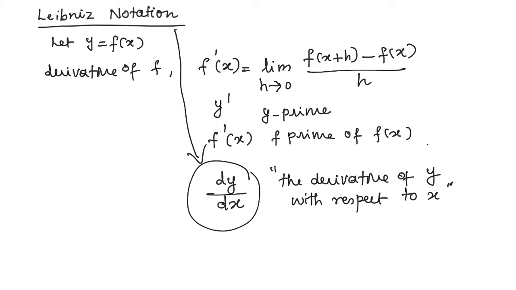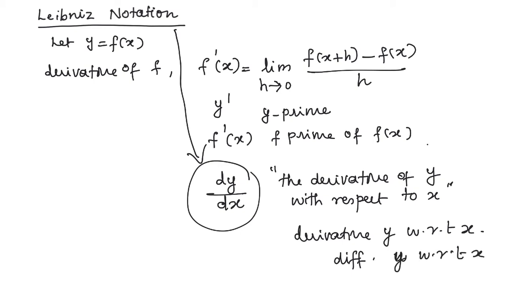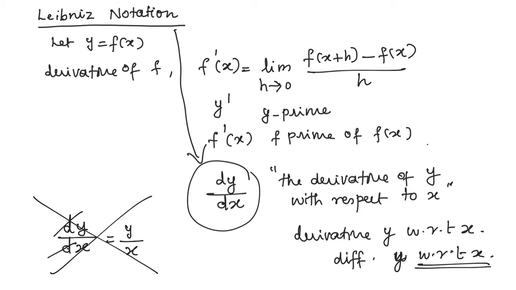Sometimes in short form I write derivative of y with respect to x, or differentiate y with respect to x, like that. So if I'm using any notation like that, this is actually with respect to x. And don't think that if you are writing dy over dx, you can cancel this d and it is equal to y over x. That is completely wrong. You cannot do that.